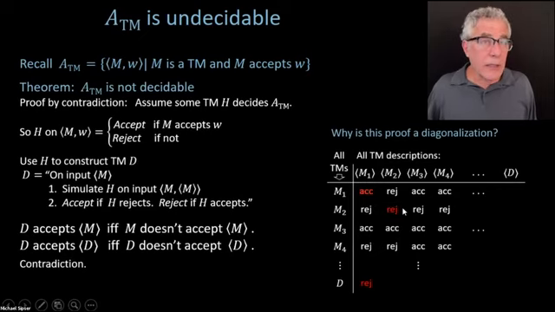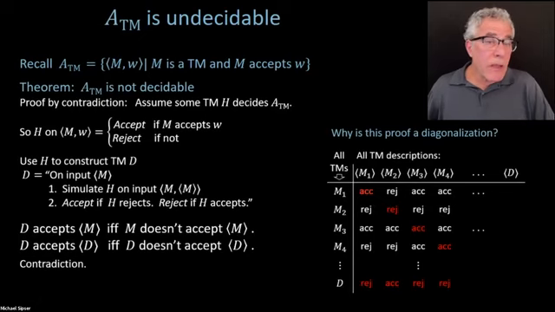So for D on M2, you have to look at what M2 does on M2. It rejects, so D does the opposite of that. It accepts. And similarly, for each one of these, D's answer is going to be the opposite of what the machine does on its own description, just by virtue of the definition of D. Okay, and so on. So far, so good. But the problem is what happens when D is fed itself.